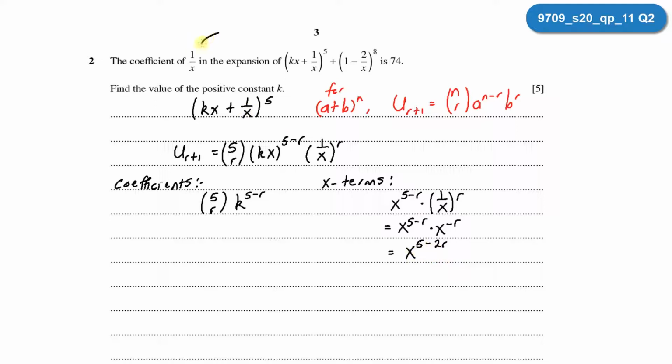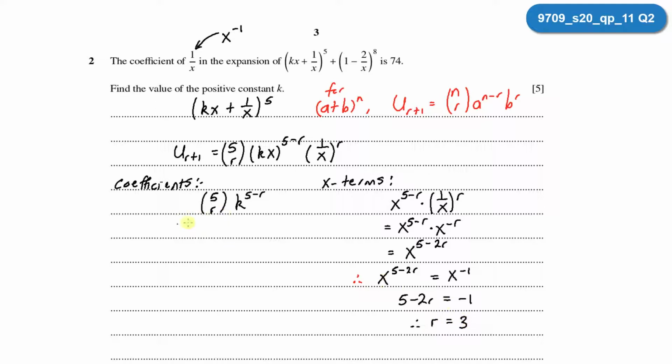But now, since the x term is 1 over x, or x to the power minus 1, we can equate this to say x to the power of 5 minus 2r is equal to x to the power of minus 1. And therefore, equating the powers, 5 minus 2r is equal to minus 1. And we can solve for r. Subtracting 5 from both sides becomes minus 1 minus 5, which is minus 6, and dividing by minus 2, we get r as 3. So the term that we want occurs when r is equal to 3.